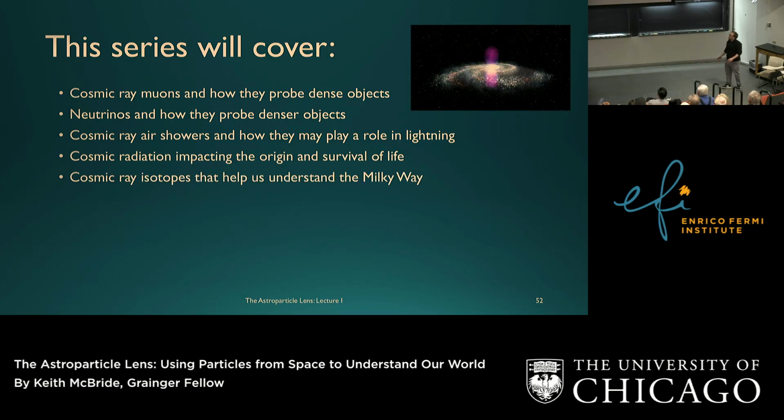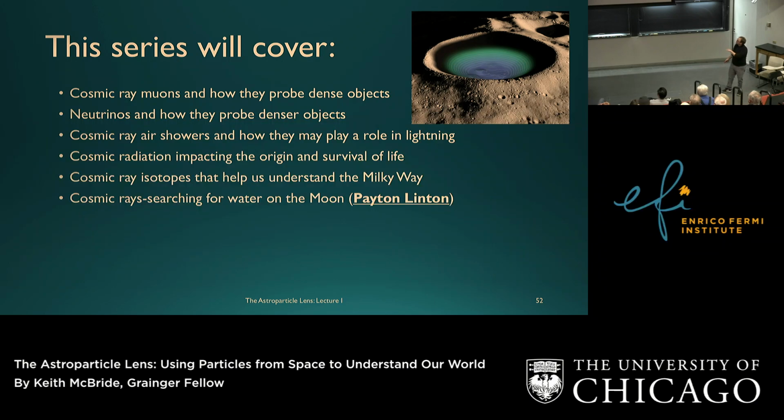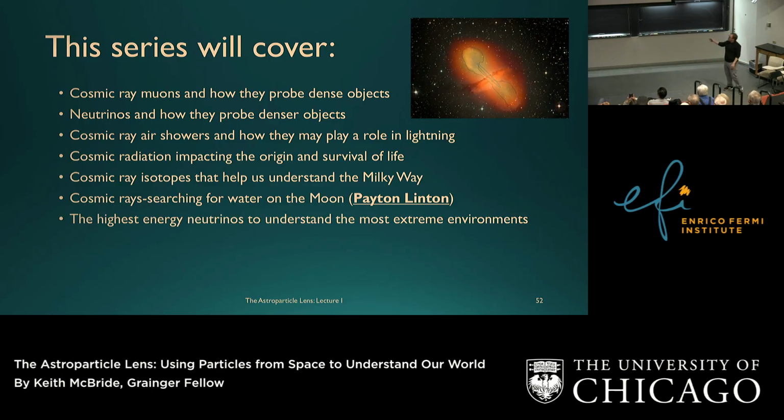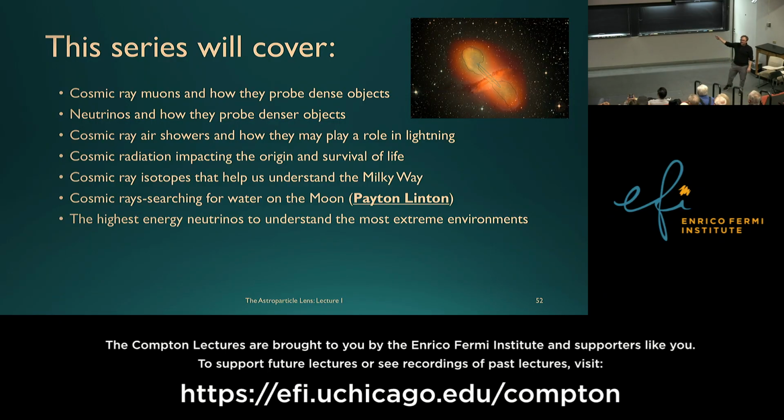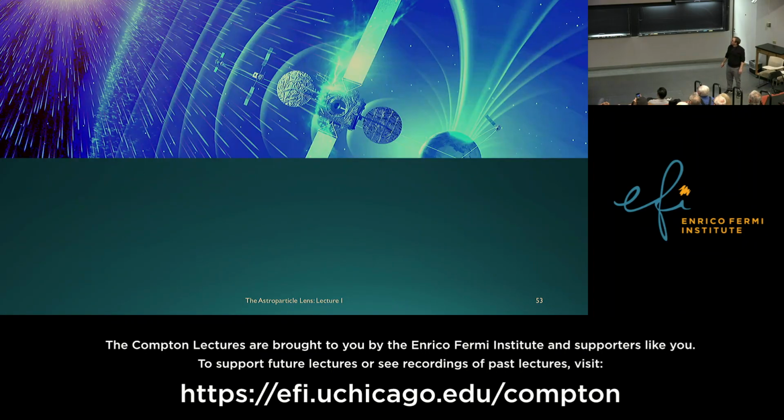Then we're going to talk about how we can use cosmic ray isotope measurements to understand our Milky Way. And then I'm going to have my collaborator Peyton Linton talk about using cosmic rays to search for water on the moon, which is a new proposed lunar orbiter. And then I'll end with the highest energy neutrinos from that PUEO flight and how we use those to understand the most extreme environments that we know on Earth. All because we're going to put on our astroparticle lens, right, to understand them.